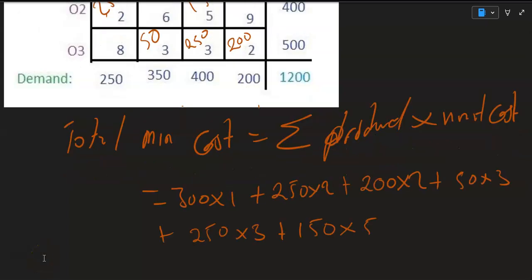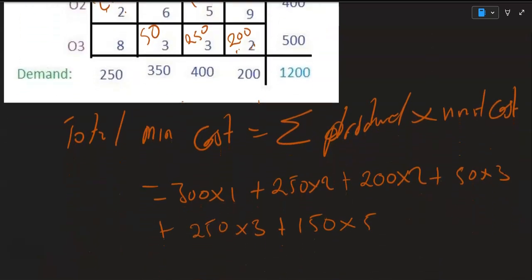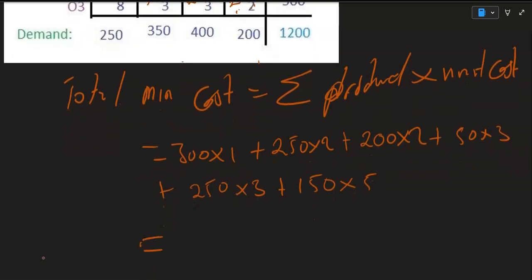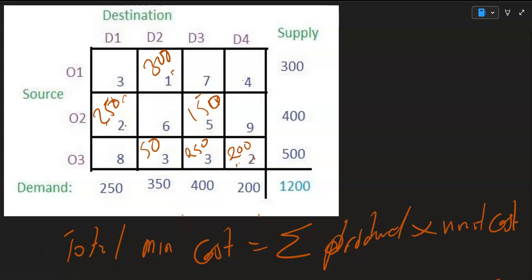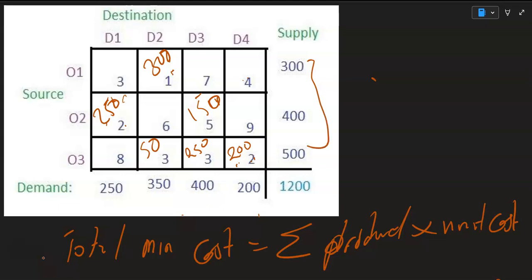Okay, so you realize that we get the 300 multiplied by 1, this 250 multiplied by 2, this 200 multiplied by 2, and we are getting this particular line of digits. And if we can add these ones, we realize that we're going to get a 2,850. Okay, and you have gotten your minimum total, or your total minimum cost for transporting every element or every commodity from these particular supplies to these demands or destinations.